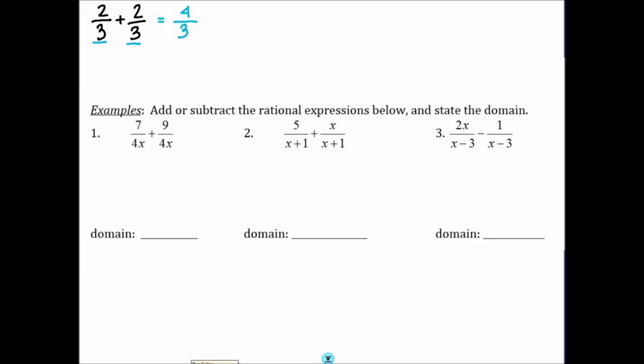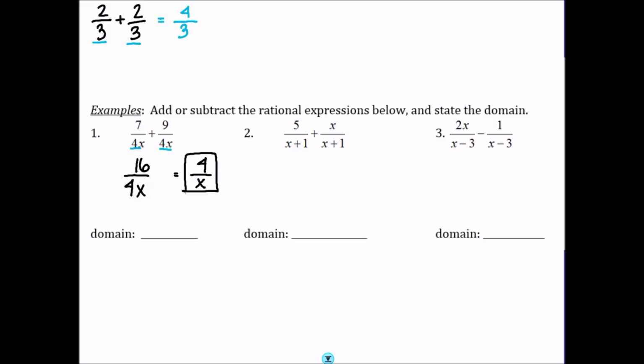It's the same thing when you have rational expressions. In example number 1, we have the same denominator. So all we need to do is add the numerators together and leave the denominator the same. Then we need to double check and see if we can simplify. Since 16/4 simplifies, our final answer is 4/x.